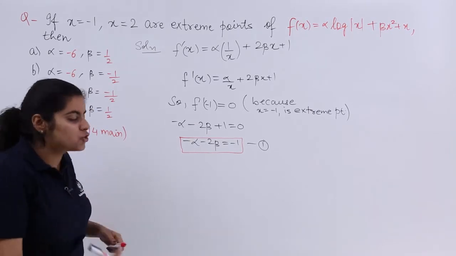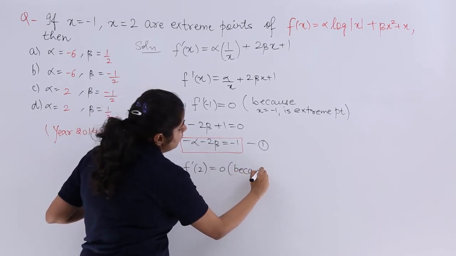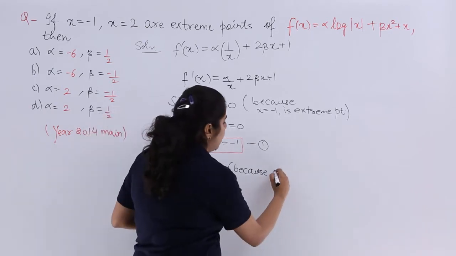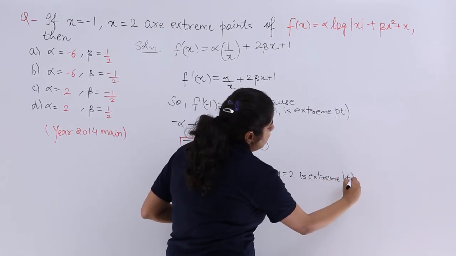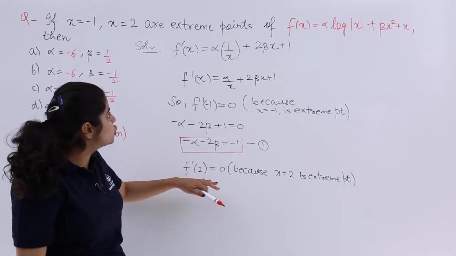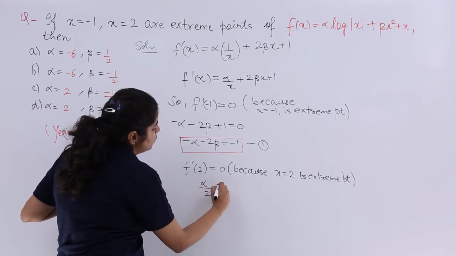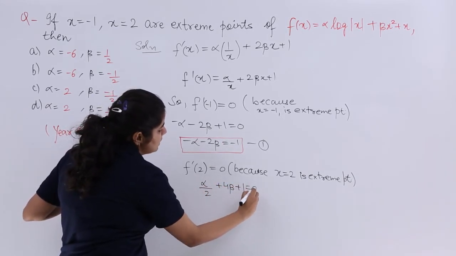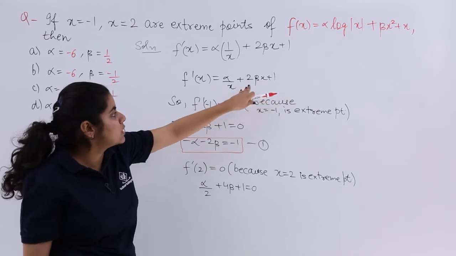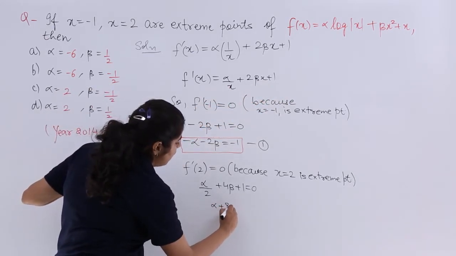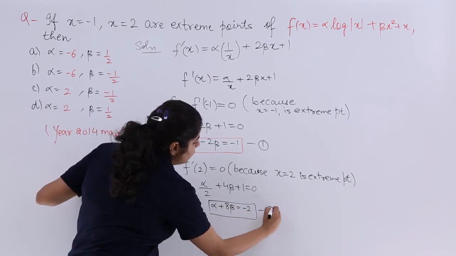Next, similarly, the second extreme point is 2. So f'(2) should also be 0, because of the simple reason that 2 is also an extreme point. Next, f'(2) means wherever you have the function f', you can put 2 there, and that should be equal to 0. So it gives me this equation. Wherever we had x, in place of x put 2; 2 twos make it 4, alpha upon 2. Let's take the LCM. Alpha plus 8 beta is equal to -2, which is definitely equation number 2.